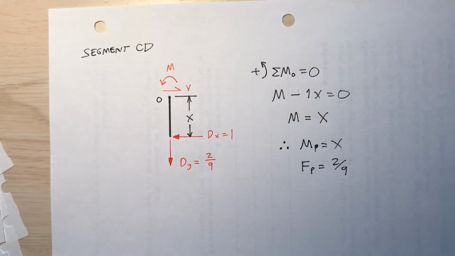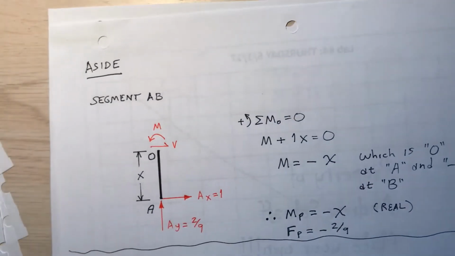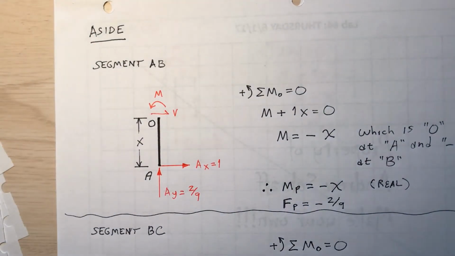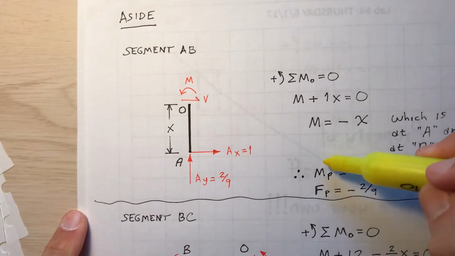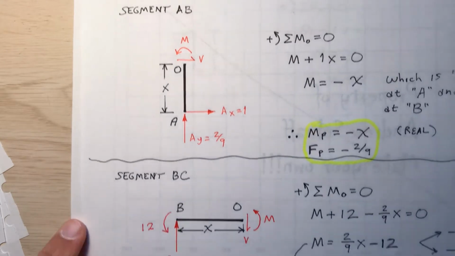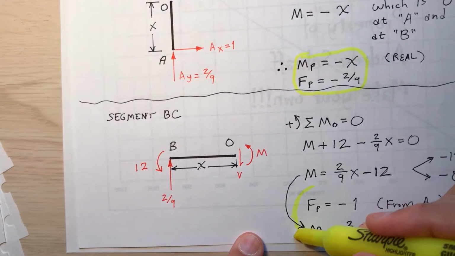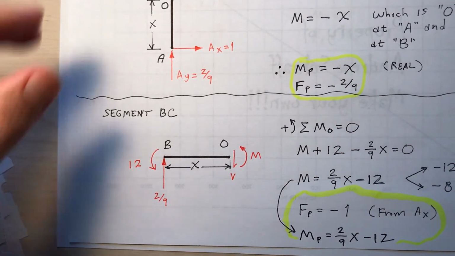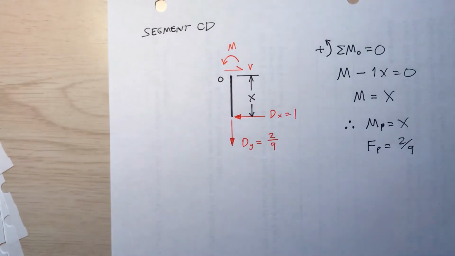I remember that the D_y was pointed down. Okay, so let me highlight everything that I'm interested in. I call this an aside because what am I even doing here? I'm doing a virtual work problem in the context of the flexibility method. So I need these pieces of information: M sub P and F sub P for segment AB. Then I need these, the -1 and the 2/9 x minus 12. And then I need these.